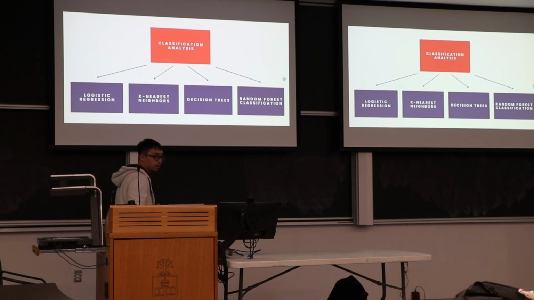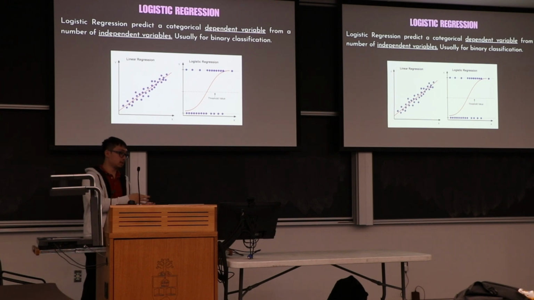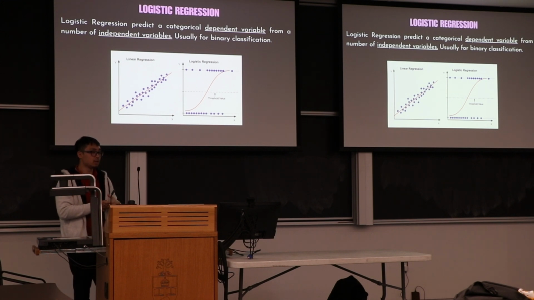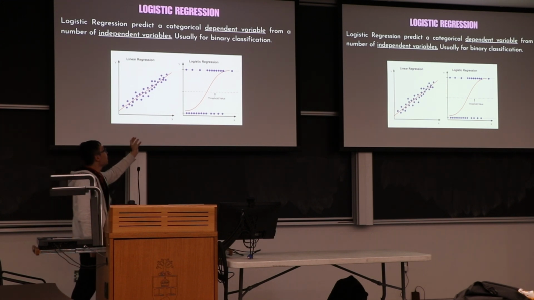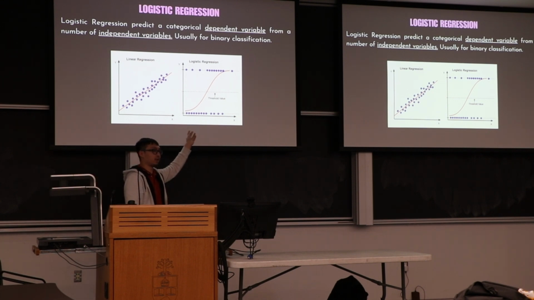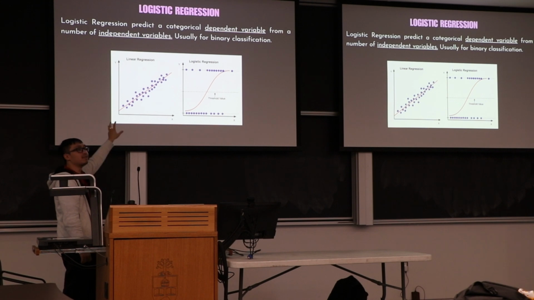So let's start off with talking about logistic regression. Logistic regression predicts a categorical dependent variable from a number of different independent variables, and this is usually used for binary classification. So right here, I have an image of linear regression on one side and logistic regression on the other side. Can anybody tell me what's the visible difference in the images?